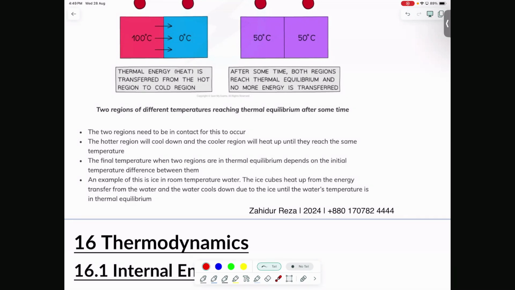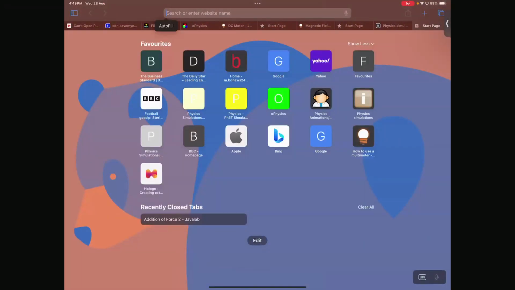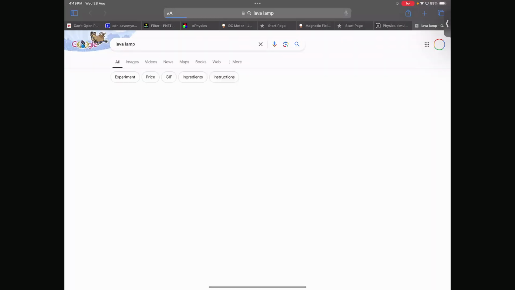Do you know what a lava lamp is? Oh, it's a lava lamp. A lava lamp is basically somebody did that experiment and came up with this. You've definitely seen it. Lava lamp.